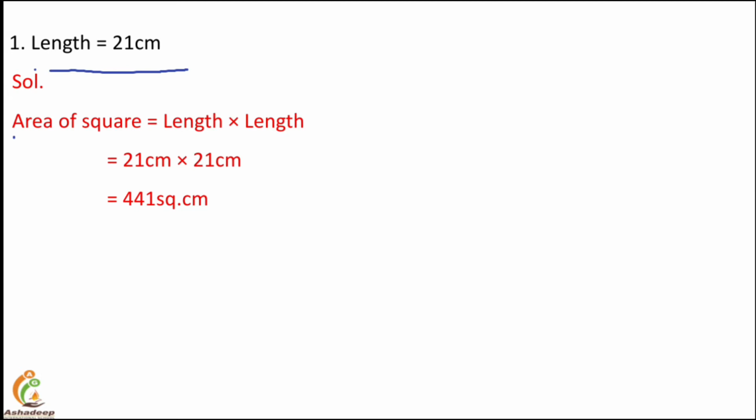So length is 21 centimeter, this will be the area of a square only. Okay students, and we know the formula of area of a square, that is length multiplied by length, which is 21 multiplied with 21. You will get the answer as 441 square centimeter.